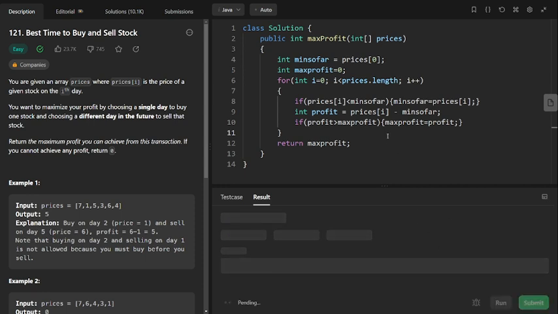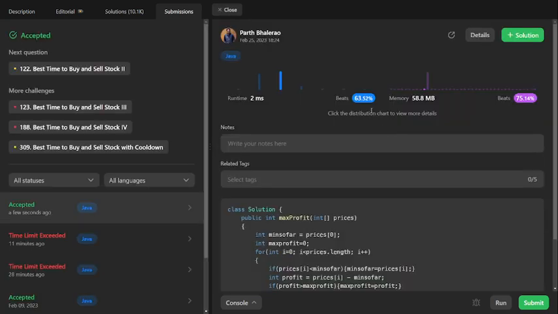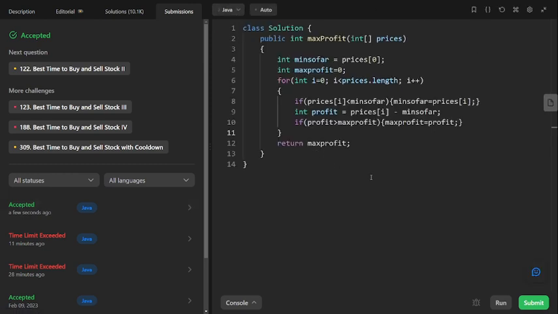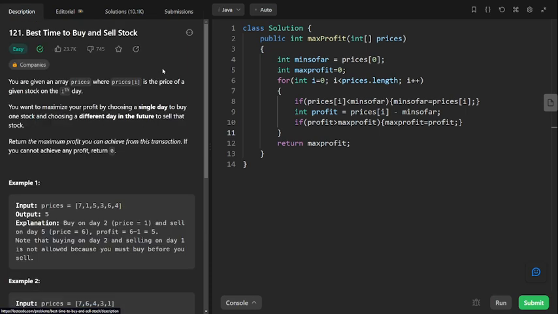Let's try to submit it now. Oh yes, it got accepted. Great. So see, it's a good approach, and the time complexity in this case was O of n, and space complexity was O of 1.